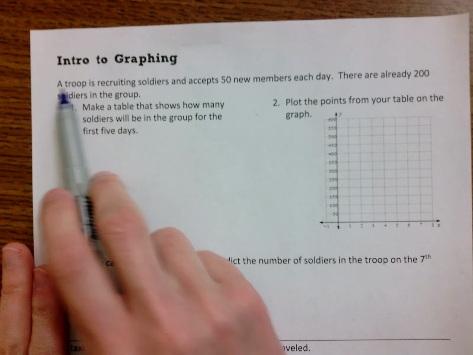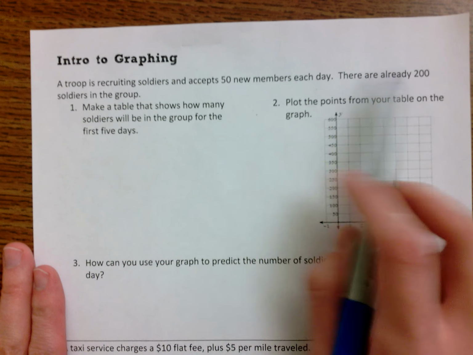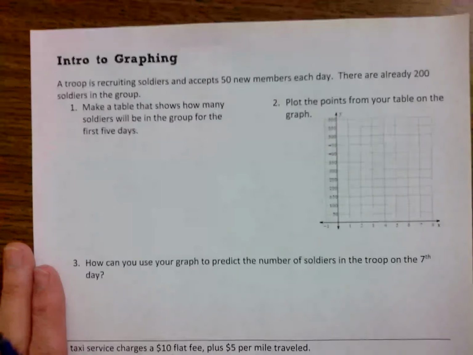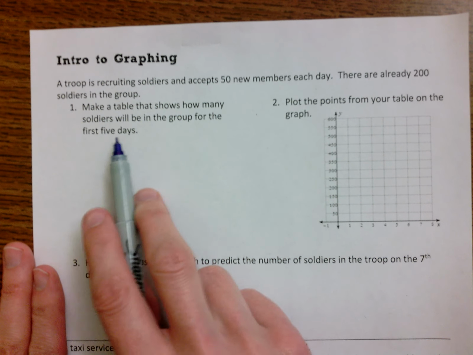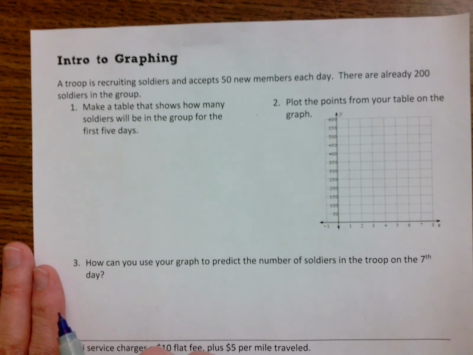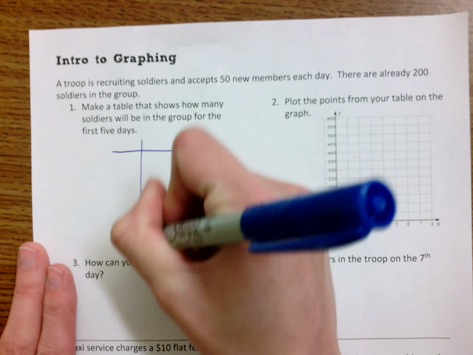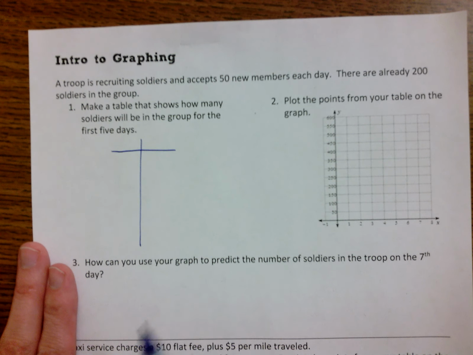So here we get a situation where we've got a troop that's recruiting soldiers. They accept 50 new people a day. There's already 200 people in the group. The first thing we're going to do is set up a table to show how many soldiers will be in the group for the first 5 days. So this is going to be like a little T chart. We call them T charts because they kind of look like the letter T.